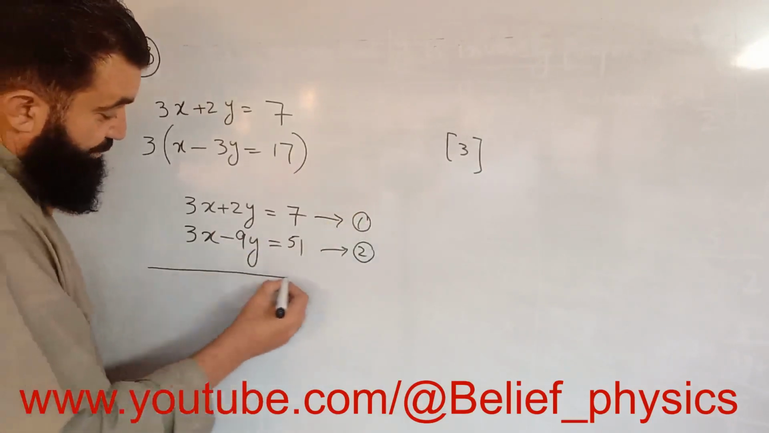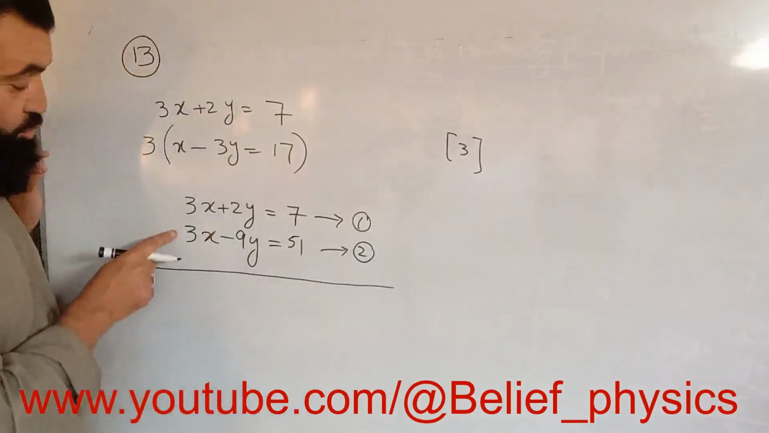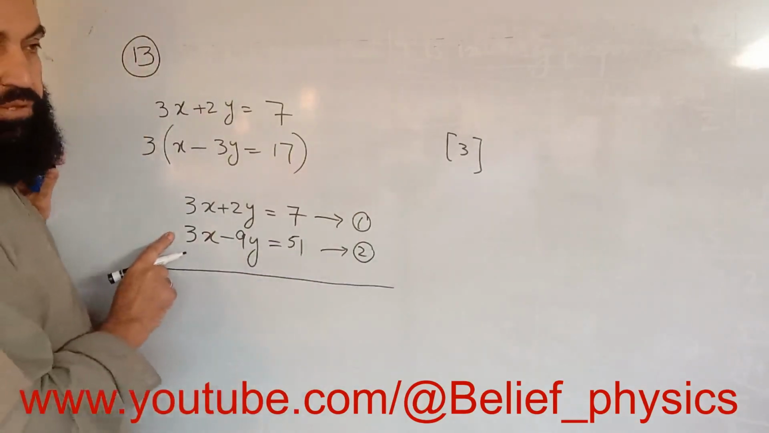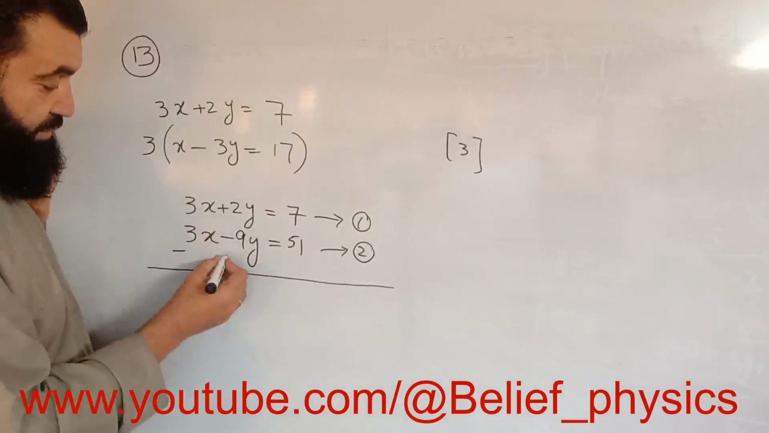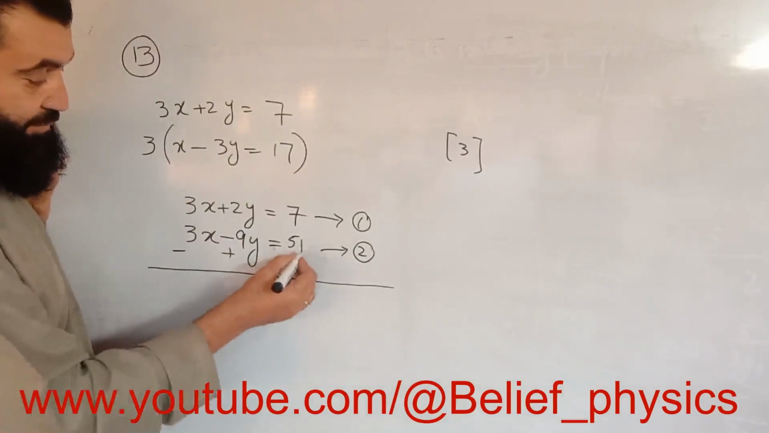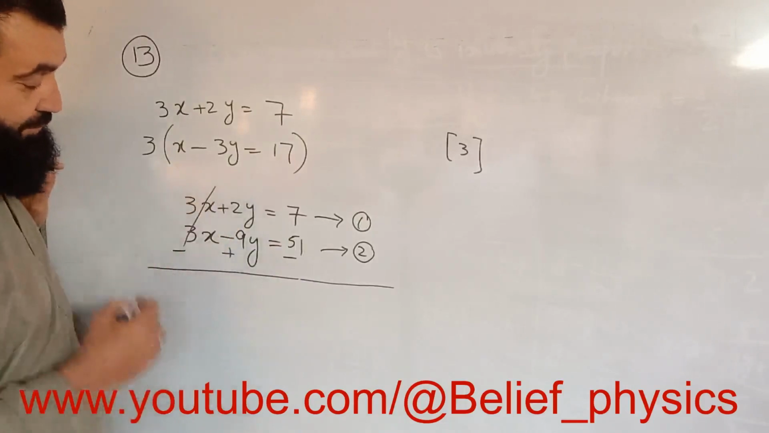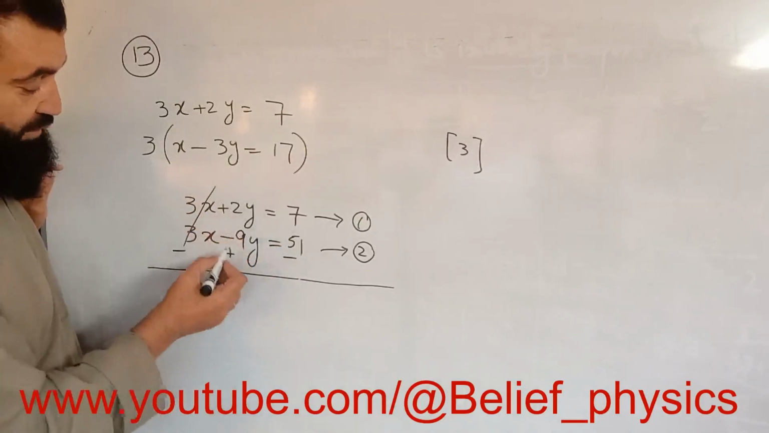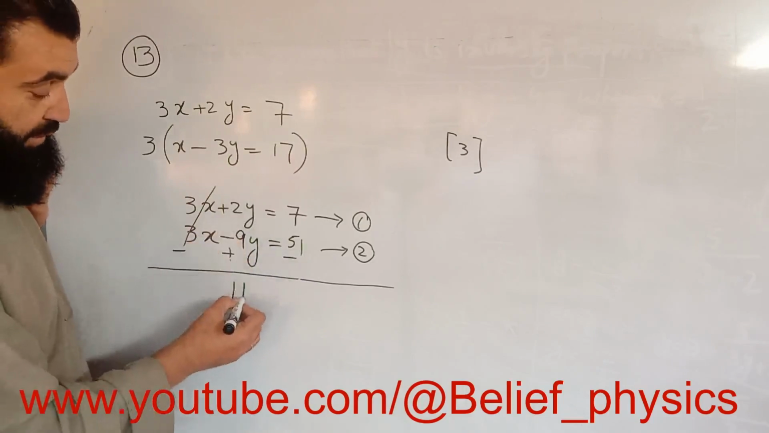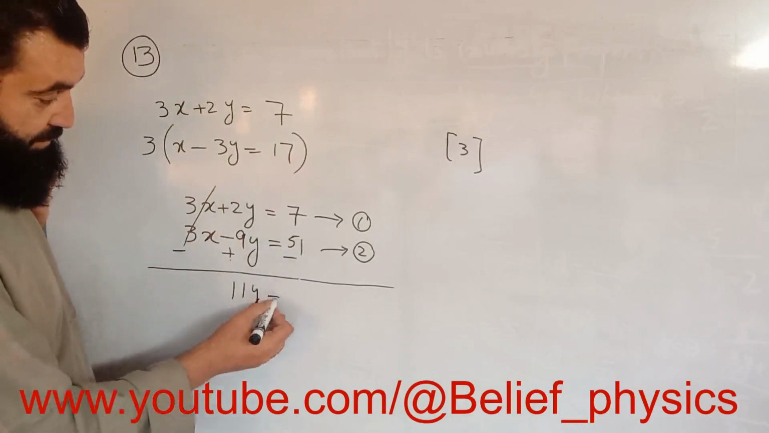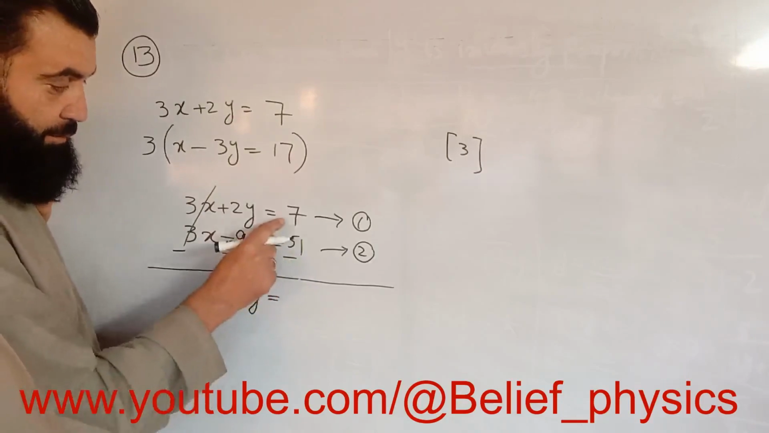If we subtract them, because equal coefficients have the same signs, therefore we will subtract. This is cancelled here, so we get 9y plus 2y. This is plus, this is not minus, this is plus. 9y plus 2y is equal to 11y is equal to minus 51 plus 7.